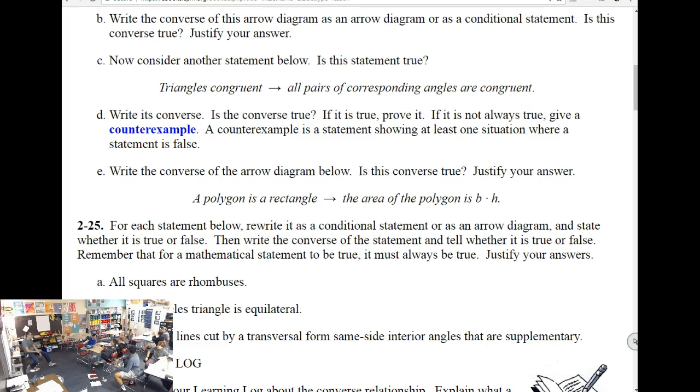A parallelogram. Because if you take a triangle, it's base times height, and then you multiply by half. So the converse is not true, right? Because it could be a parallelogram, which is not a rectangle.